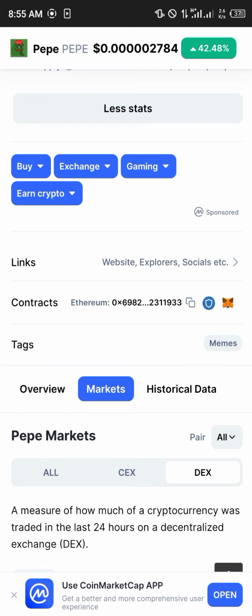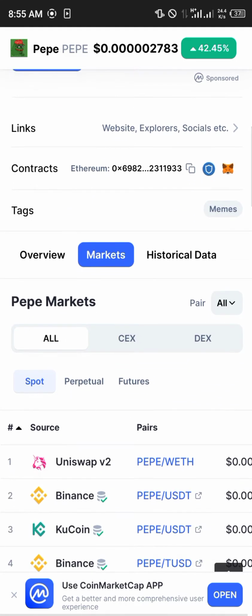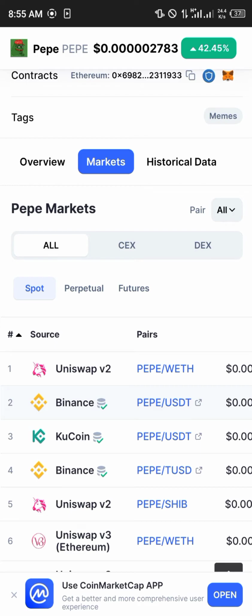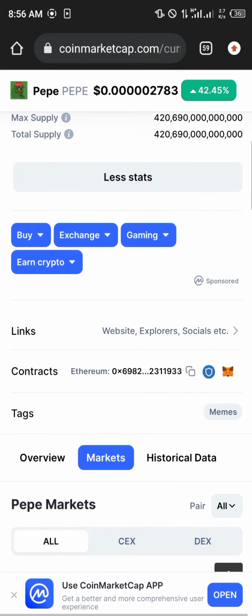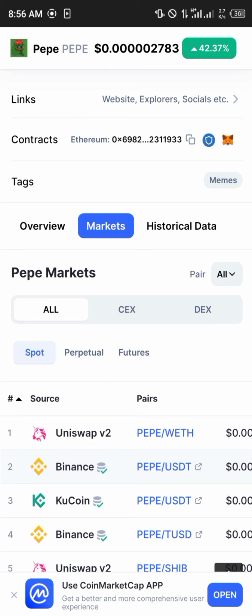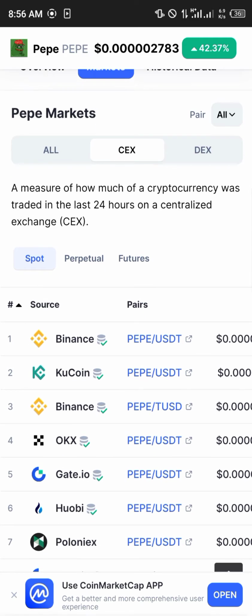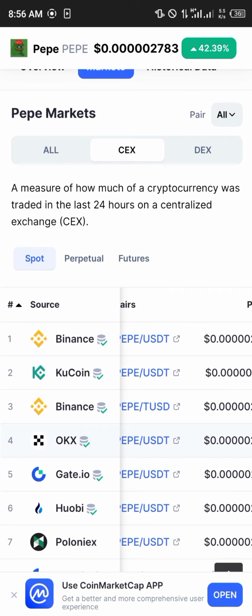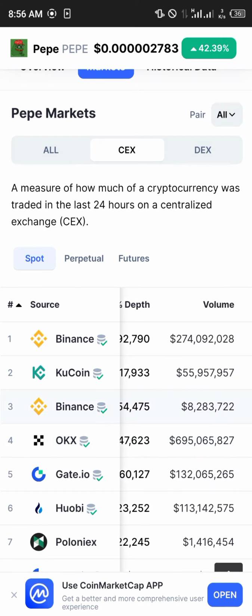So now, if you were to head over to the Pepe market where we can get our Pepe tokens, you would notice that Uniswap version 2, Binance, KuCoin, and Uniswap version 3, as well as OKX and PancakeSwap are listed as the markets you can get them from. But if we were to dive in deep and look at the CEX, that's the centralized exchange, Binance is number one. This is where you can get your Pepe coin without any stress, any hassle. You get it here and you simply invest it.